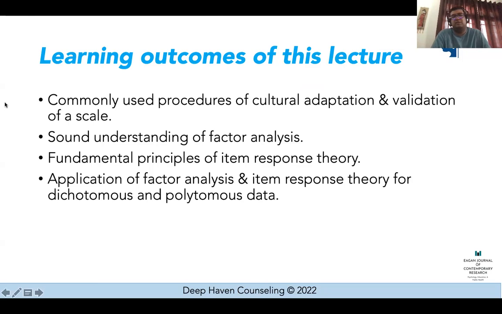First, I'll take you through commonly used procedures of cultural adaptation and validation of a scale, like what exactly would be the step-by-step approach for it. And then I'll get you to understand how factor analysis is done. What are the basic things that you need to consider in factor analysis? What are the assumptions you need to consider in doing a factor analysis and all of that?